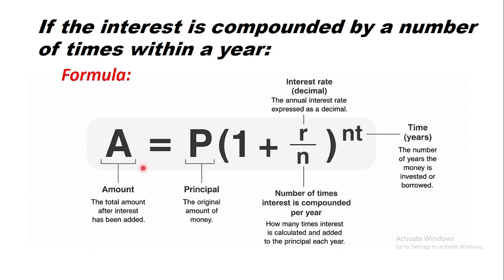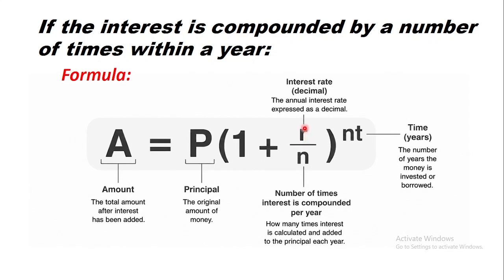Alright, so A in this still stands for the total amount. So the total amount, that's principal plus interest. P in this case stands for the original amount of money. So nothing changes. We still have our 1 being added to. So we're looking at components of the formula that did not change.